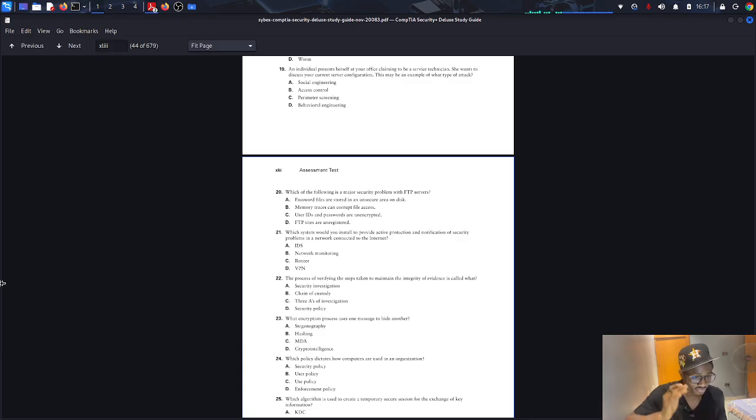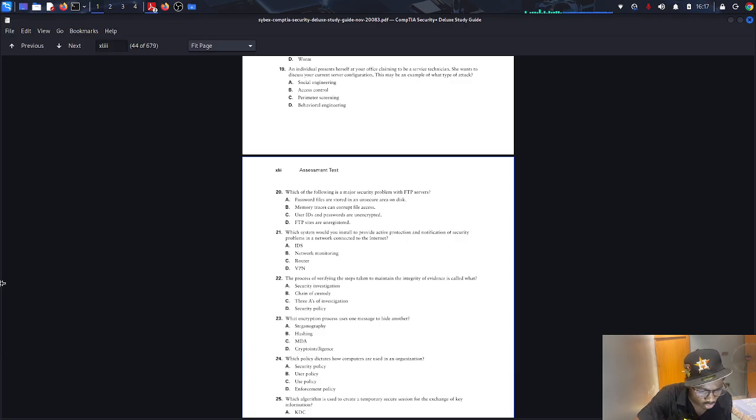The process of verifying the steps taken to maintain the integrity of evidence is called what? Chain of custody. Come on now, I did this back in 200 level. Chain of custody. Let's go.